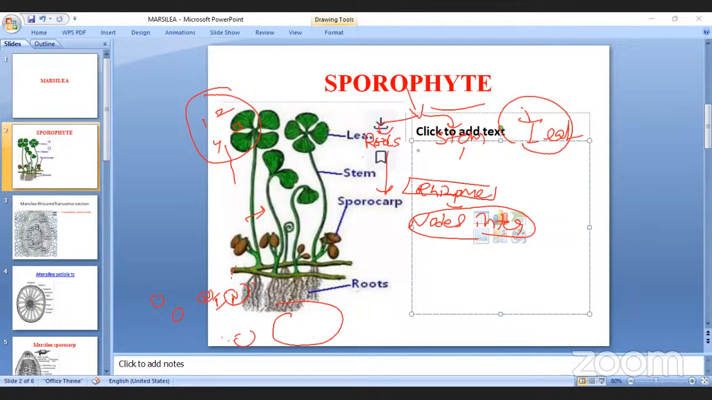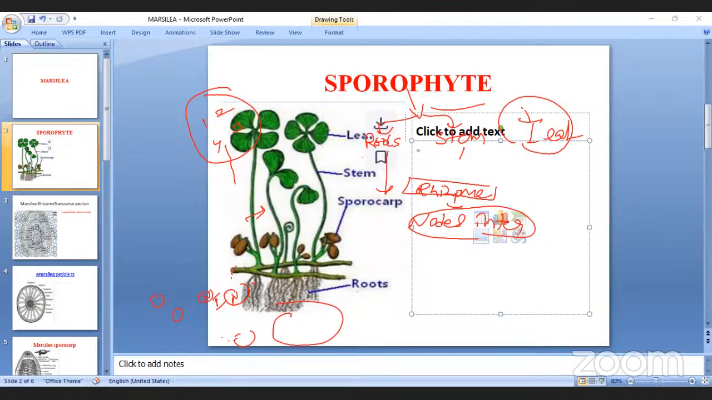Simple. The name sporophyte itself is given because it produces spores. So the spores, sporangia, sporophyll, commonly known as cone or strobila. The cone, strobila, is the reproductive part actually.